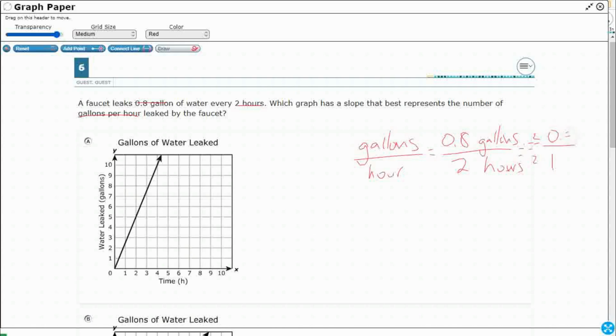All right, so there's my unit rate right there. Unit rate equals 0.4, I'll just say GPH, gallons per hour. So that's it. That's our unit rate. Now all we need to do is look at each of these graphs and see which one of those is going to give that for us, right?